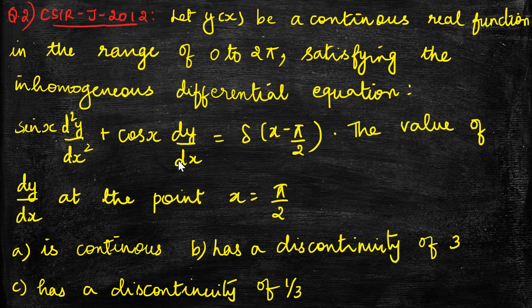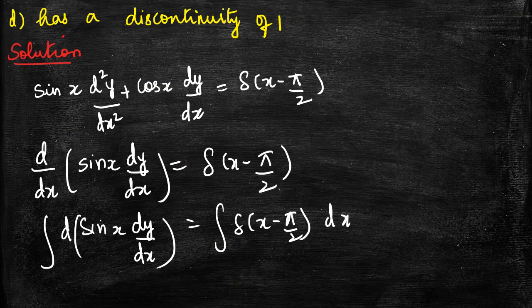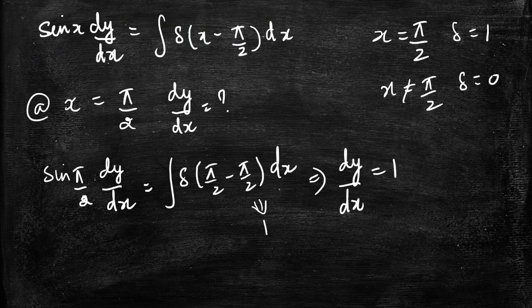Okay, now we have to choose an option which satisfies this condition. The option says that the value of dy by dx at the point x is equal to pi by 2 is continuous. So we'll have to find out whether it is continuous or discontinuous. We know that the value of dy by dx is 1. So the only option that has 1 is option D. But we'll have to find if it is continuous or discontinuous to differentiate between option A and option D.